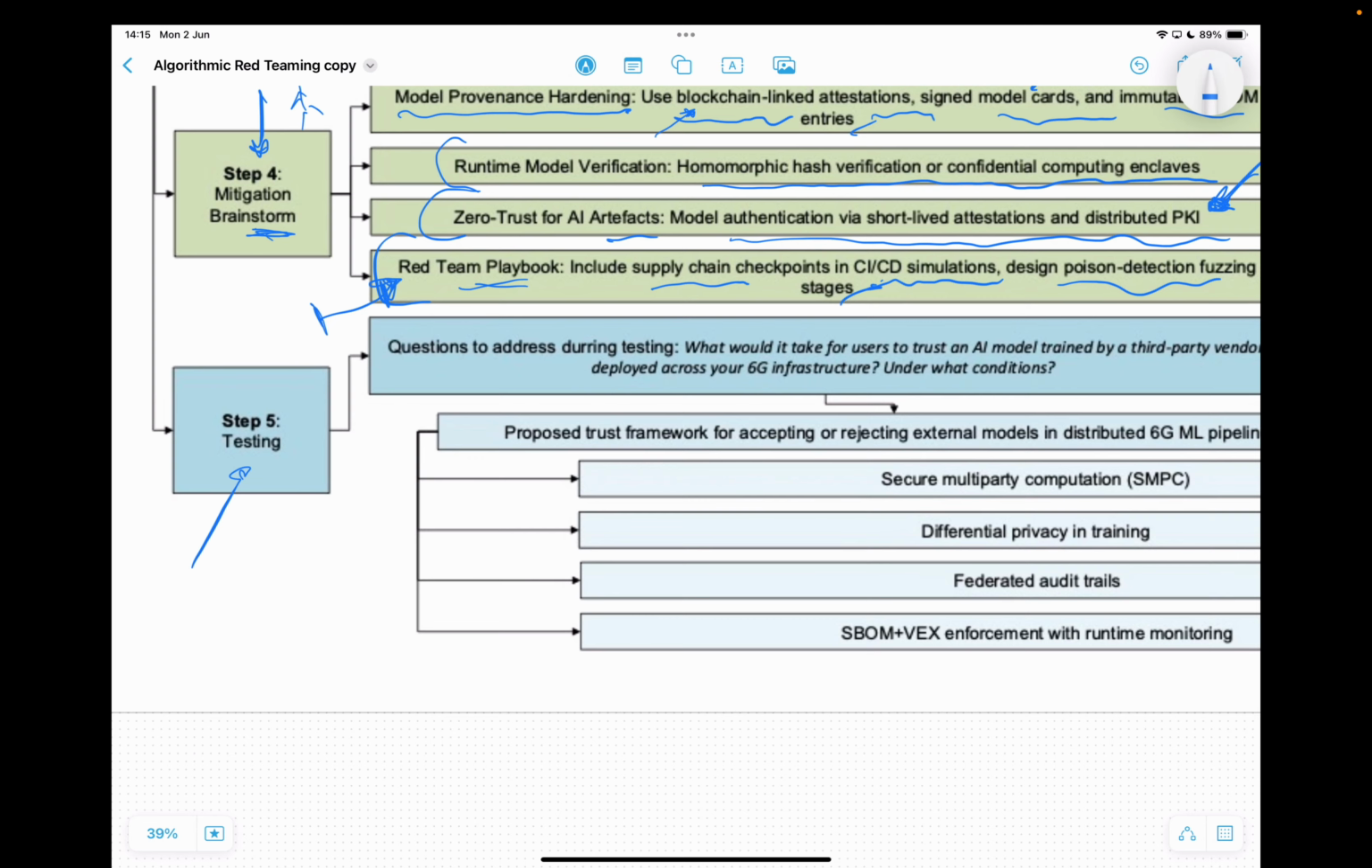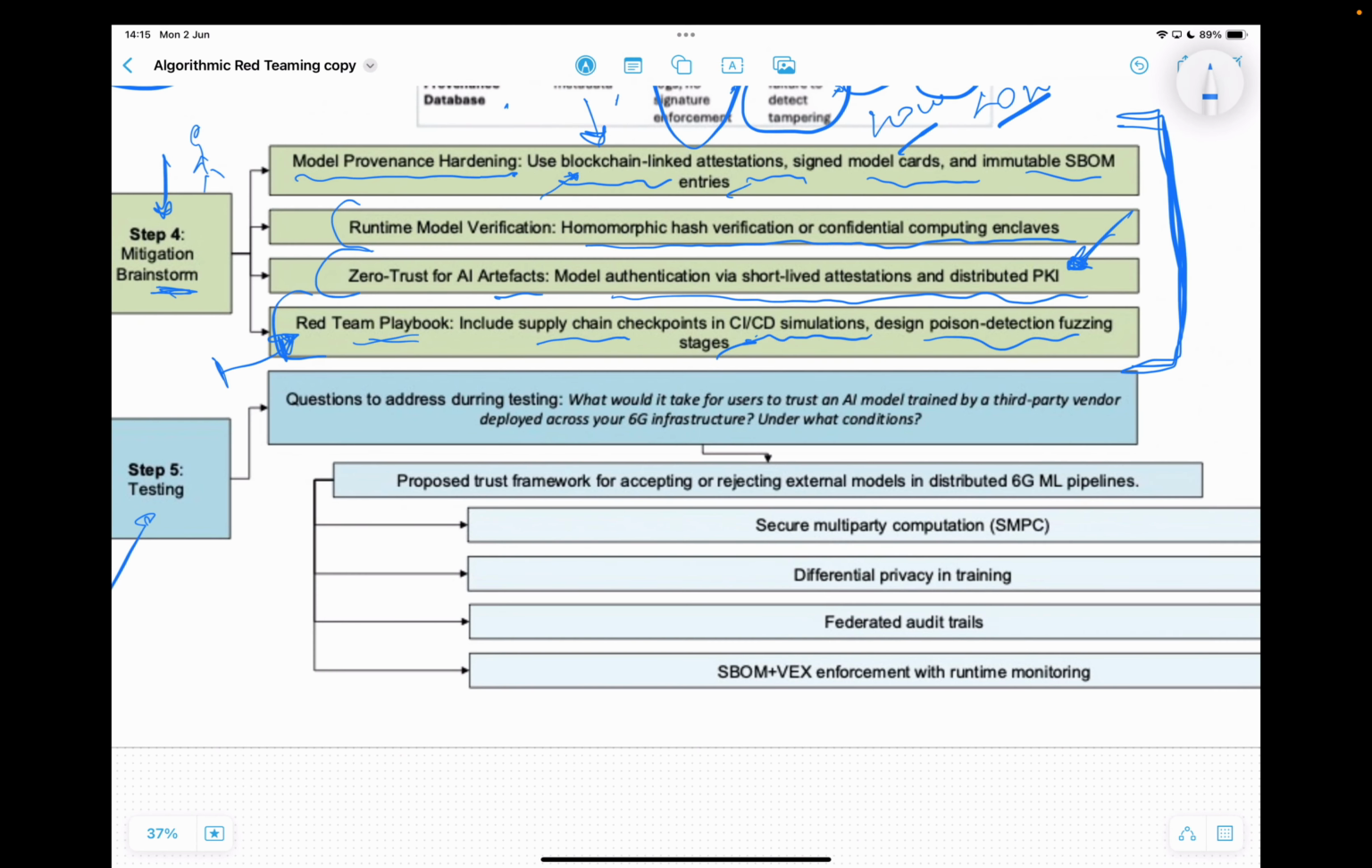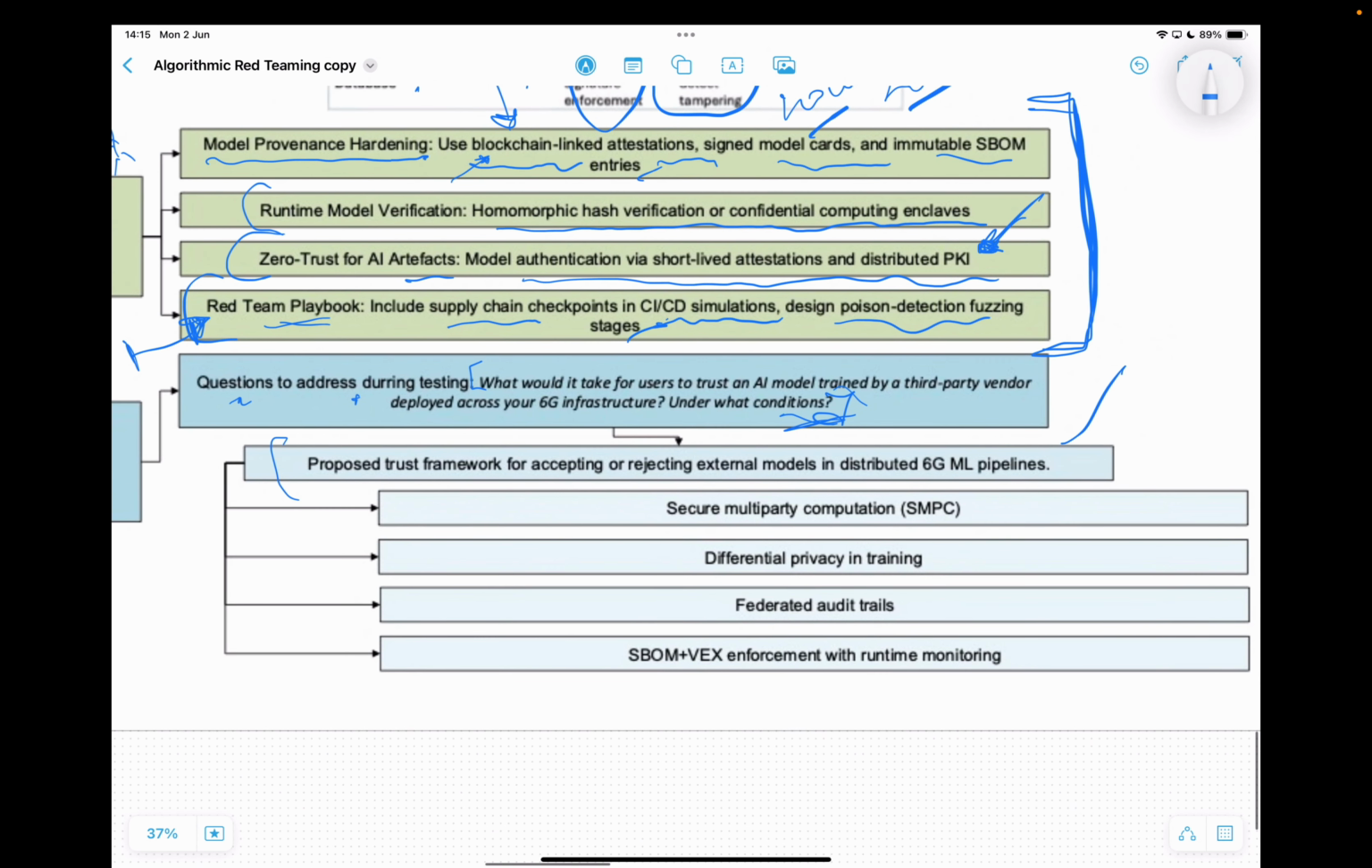Step 5, testing. So in the testing, what are the questions that you need to address? If you're sitting in a room, you think, how do I test? What am I actually testing? One question, and this is an example of how you can word your questions, is: what would it take for users to trust an AI model trained by a third-party vendor deployed across 6G infrastructure? And under what conditions? So you can build a trust framework here for accepting or rejecting external models in a distributed AI pipeline for 6G machine learning.